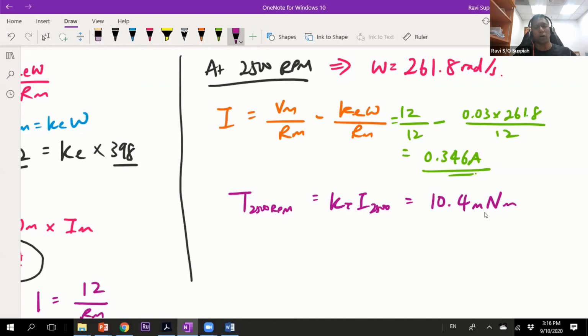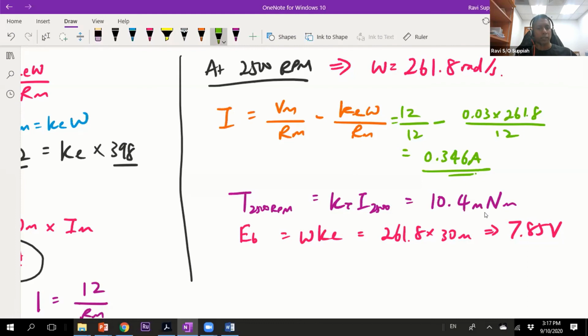Okay, so that is your torque. The next thing is your back EMF, EB, which is omega multiplied by Ke. Ke is 30 milli, so what is omega? Omega is 261.8 multiplied by 30 milli, and you will get 7.85 volt.